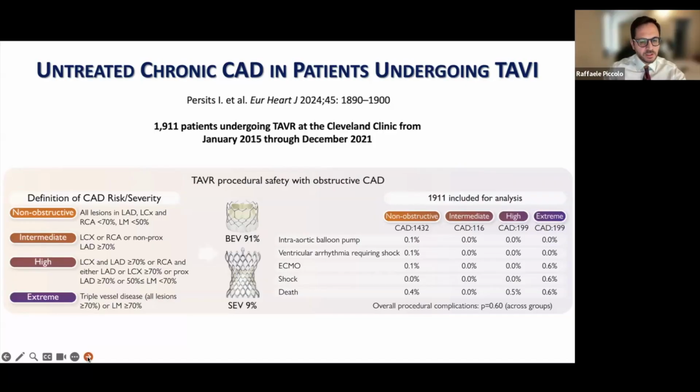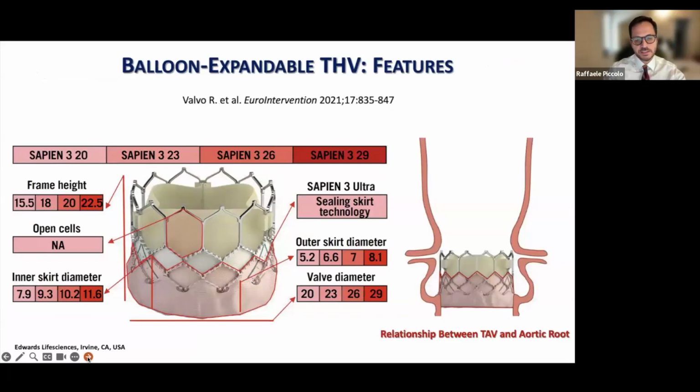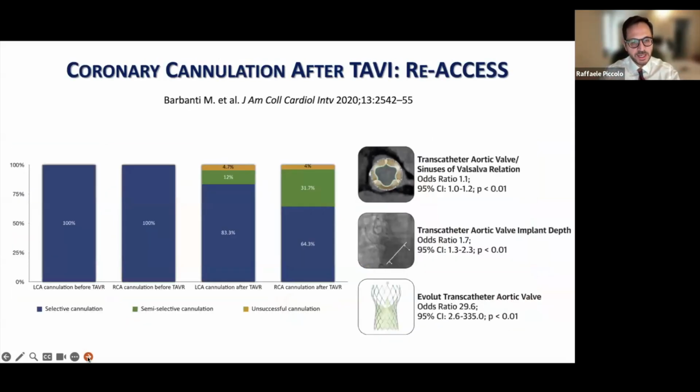And coming back again to the next slide. Yes, this one. I think that the valve choice was very correct. We know that there is this issue with reaccess in patients undergoing self-expanding valve implantation. This is probably not quite relevant for the balloon-expandable valve. In this case, the SAPIEN 3 Ultra has also improved the area of the open cell, so this is probably quite relevant for coronary recannulation. Go to the next one, which again is probably important here.